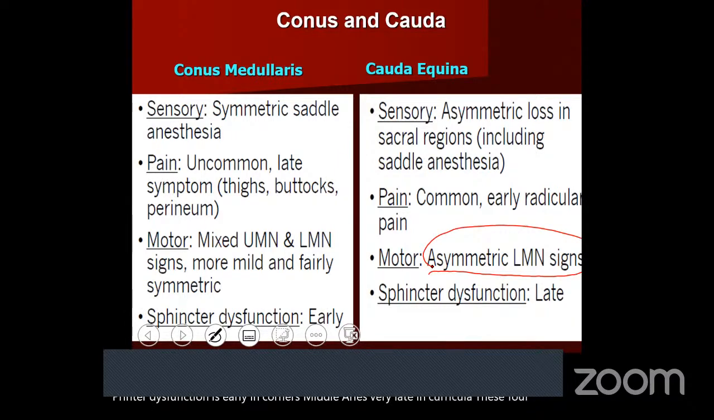Conus medullaris: what is the sensory disturbance difference? What is the pain difference? What is the motor disturbance that is different? What is the sphincter dysfunction that is different? Between these two, this will help you in differentiating the problems. Usually they are mixed problems.